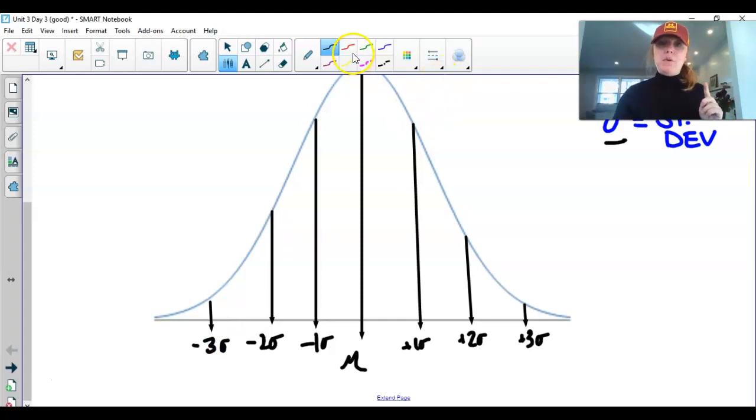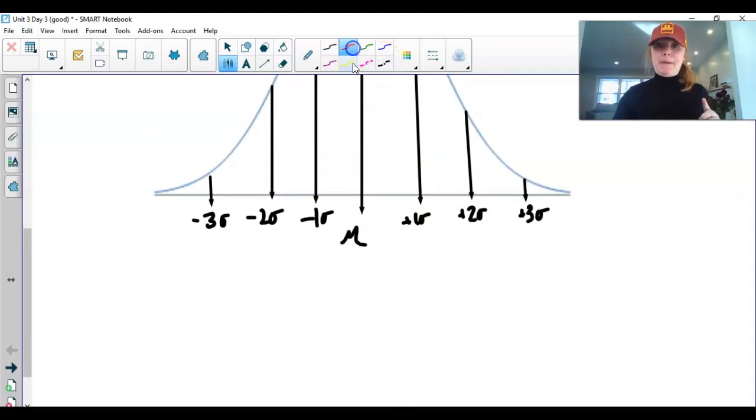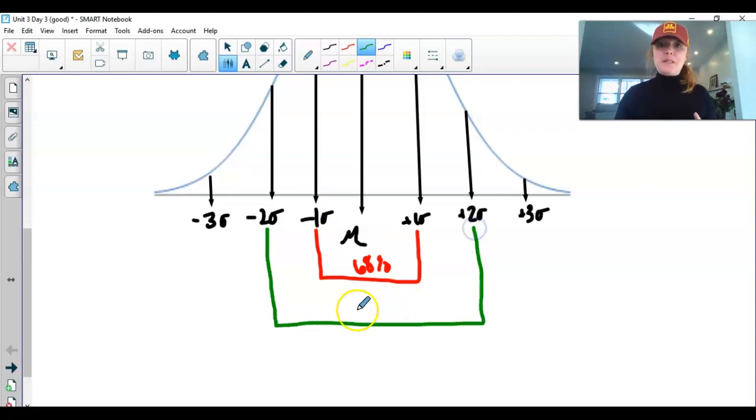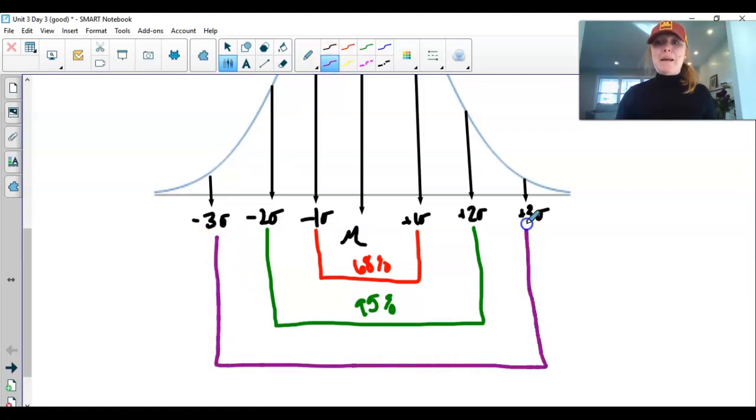One thing that we know is that 68% of the population of a normal distribution will fall within 1 standard deviation of the mean. So again, please write this down. We also know that 95% of people or observations will fall within 2 standard deviations of the mean. And if it looks familiar from Algebra 2, you did learn it in Algebra 2. And then finally, we have 3 standard deviations. 99.7% of people will fall within 3 standard deviations of the mean.